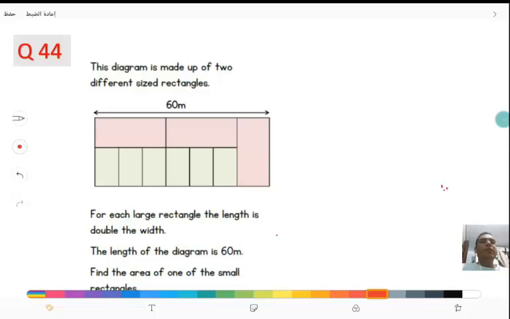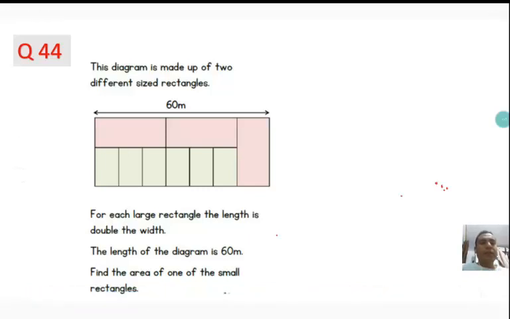The diagram is made up of 2 different sized rectangles. For each large rectangle, the length is double the width. The length of the diagram is 60 meters. Find the area of one of the small rectangles.